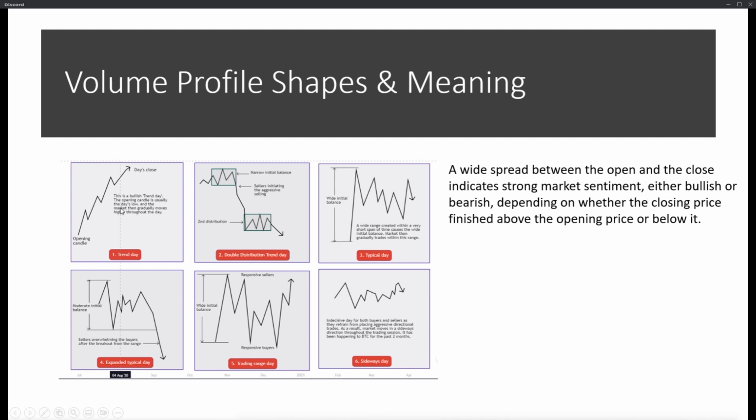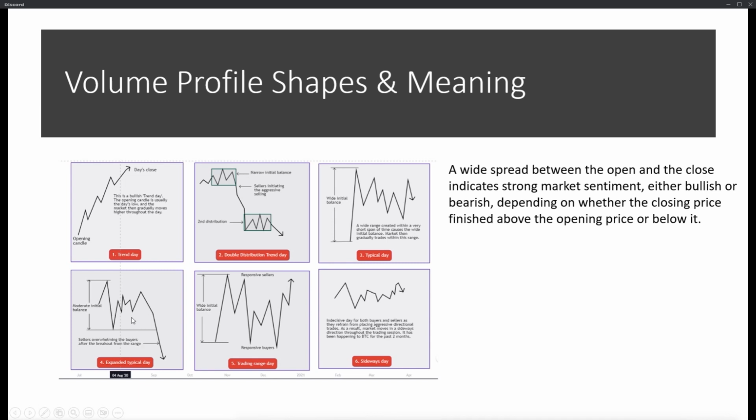On trend days, in this case a bullish trend day, the opening candle is usually the candle's low, and the market then gradually moves higher throughout the day. So you're really not making any lower lows. You're making higher highs and higher lows, and you just keep going. The same would be true if it was a bearish setup. It would be lower highs and lower lows, and the opening would be the high, and then it would continue down.